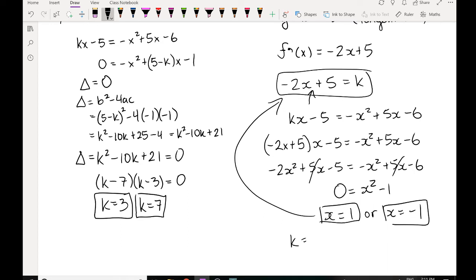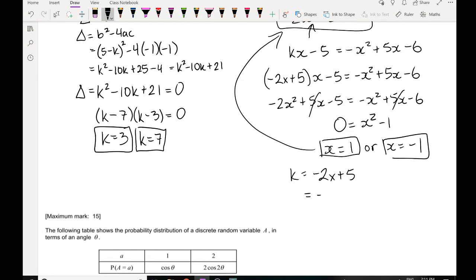So k is equal to minus 2x plus 5. So it could either be equal to minus 2 times 1 plus 5. And if I do that one, it gives me 3. Alternatively, I could do minus 2 times negative 1 plus 5, which gives me 2 plus 5, which gives me 7, which was my other answer.